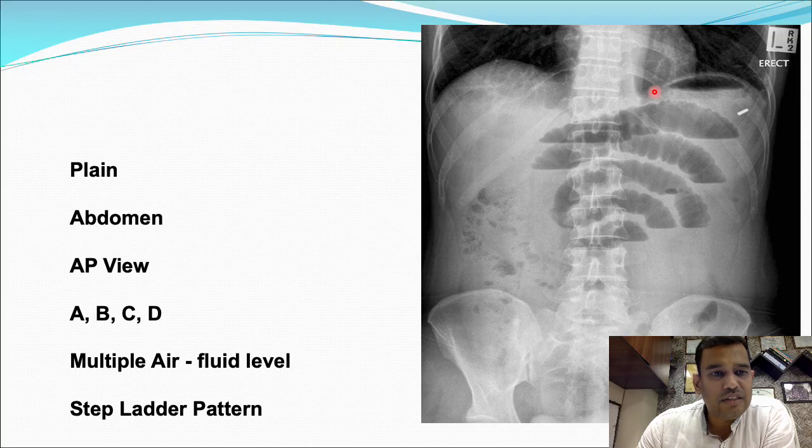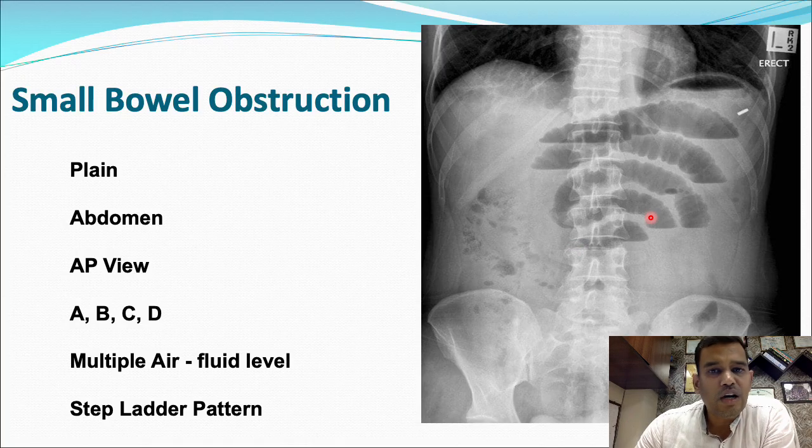So let us revise. It's a plain X-ray of abdomen, erect view, and we described it in ABCD. In ABCD, it shows multiple air fluid levels and a step ladder pattern. This is typically seen in small bowel obstruction.